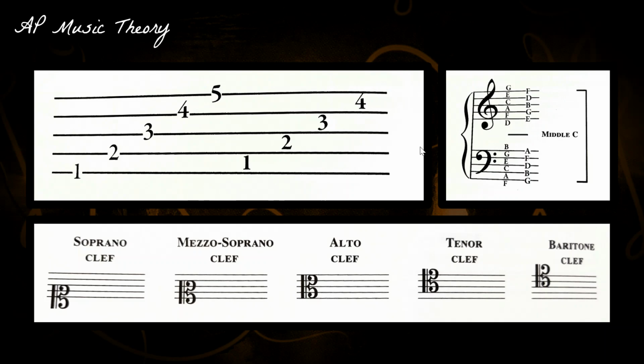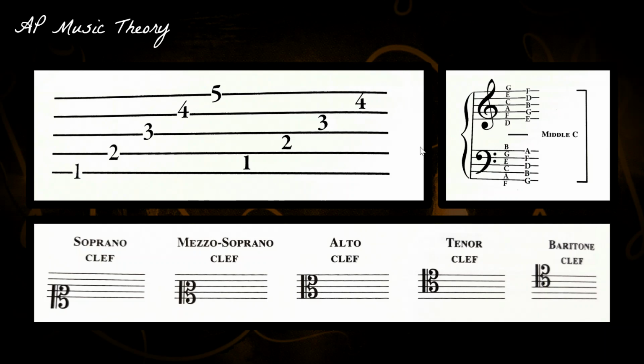The name of the lines and spaces is determined by the clef that is used. Clefs originally conformed to vocal range. So we have soprano, the highest female voice, mezzo-soprano, which is a moderately high female voice. We have alto, which is the low female voice, tenor, the high male voice, and baritone, the low male voice. I'm doing all of those with air quotes, by the way, citation needed, because who really knows at this point?